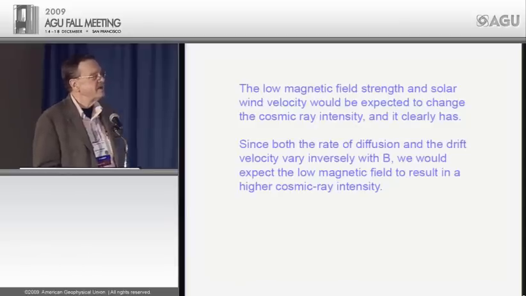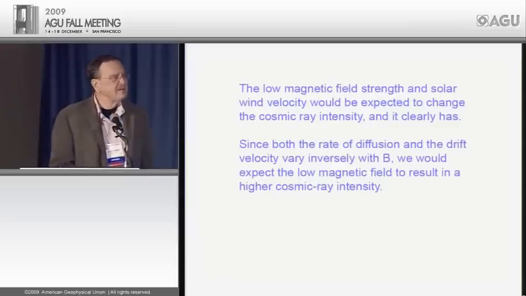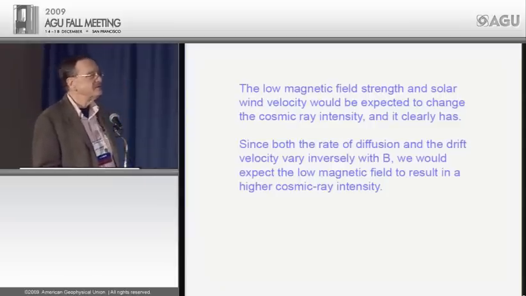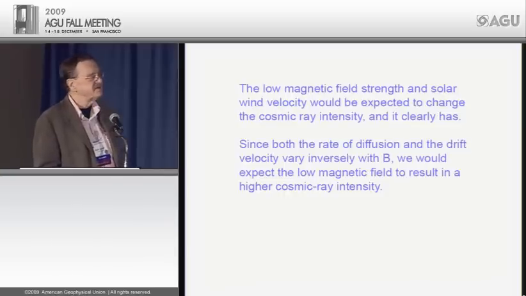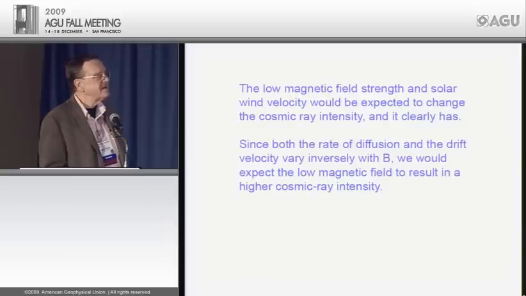So what I have done, just to illustrate the point, is this: if the magnetic field, the solar wind velocity, or the tilt of the current sheet changes near the sun, it takes a long time for that to get out to the outer heliosphere. Then as the cosmic rays come in, it takes them a long time to come back in, several months perhaps. And so what happens at the sun doesn't change the cosmic ray intensity fully for more than a year.